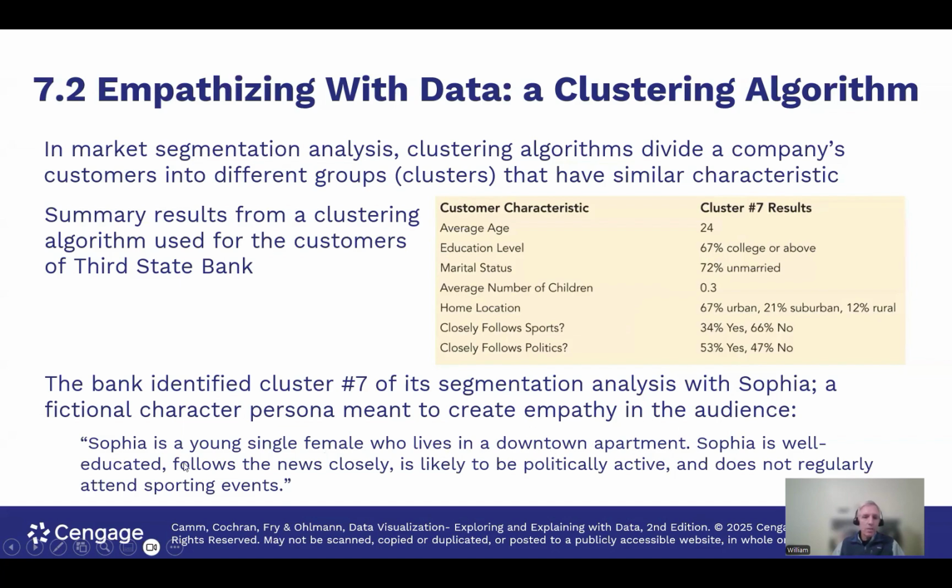And here it goes. Sophia is a young single female who lives in a downtown apartment. Sophia is well educated, follows the news closely, and is likely to be politically active, and does not regularly attend sporting events. So that captured a lot more about cluster 7 than this did, in my opinion. It's not as precise, but we're not looking for precision here. We're looking for how we're going to interact and act with this particular cluster.